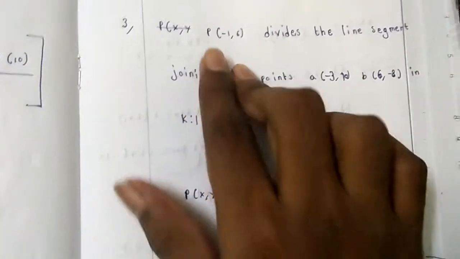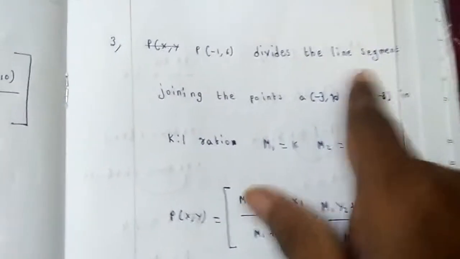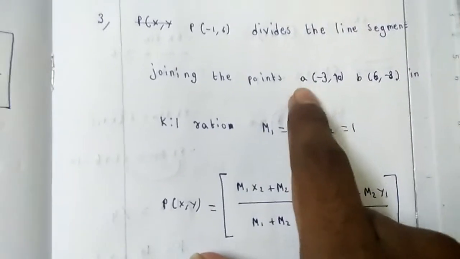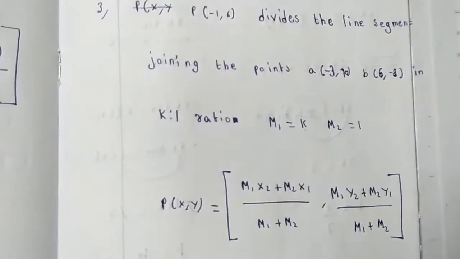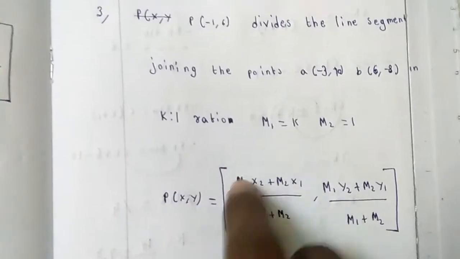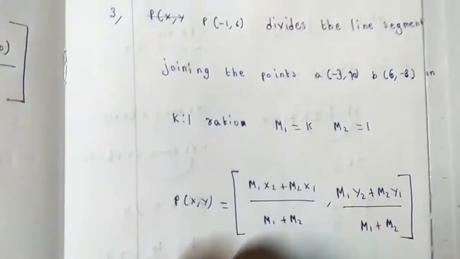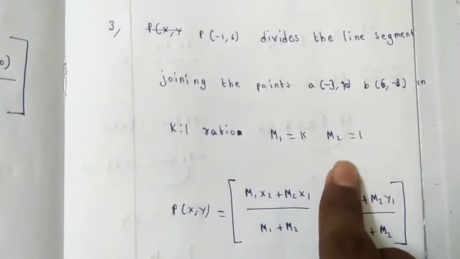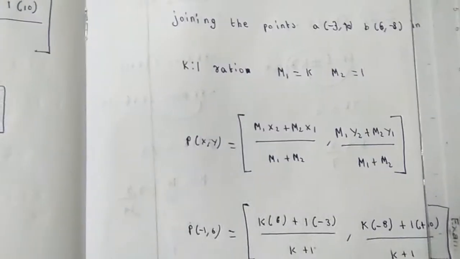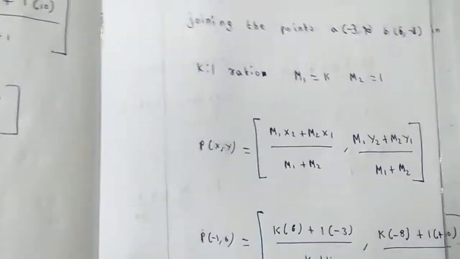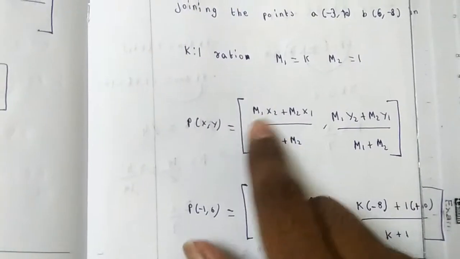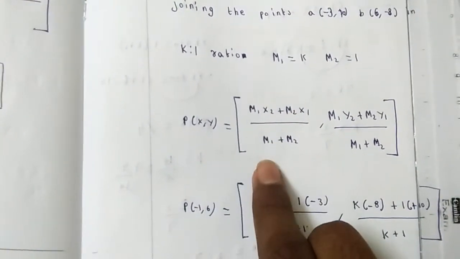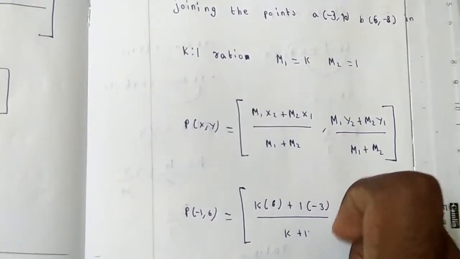Here point P(-1, 6) divides the line segment joining the points A(-3, 10) and B(6, -8) in k is to 1 ratio. Let us consider m1 as k and m2 as 1, or else you can use the m1 is to m2 method also, but I am finding in k is to 1 ratio. So P(x, y), by the section formula, is equal to (m1 x2 plus m2 x1) by (m1 plus m2), comma (m1 y2 plus m2 y1) by (m1 plus m2).